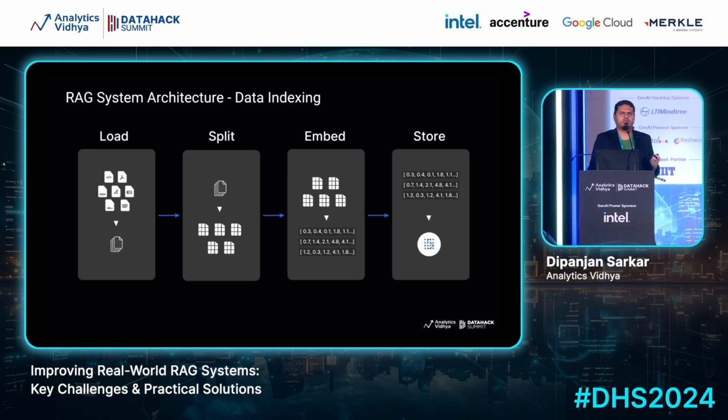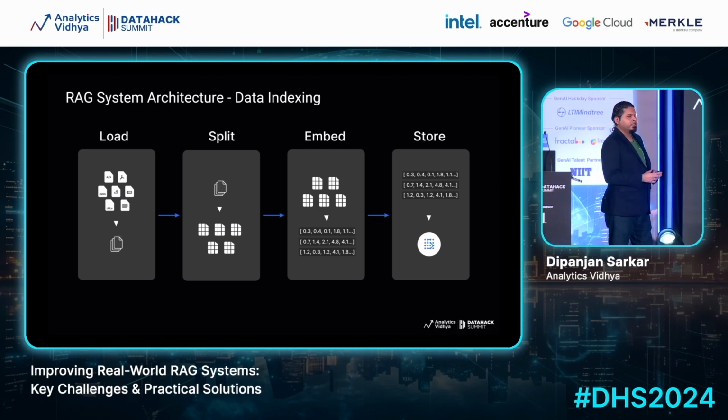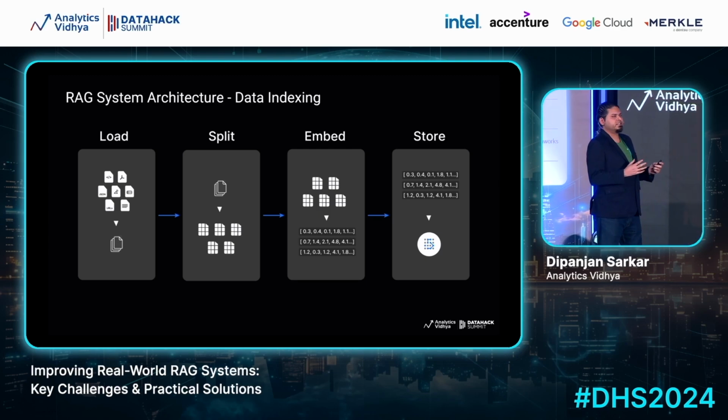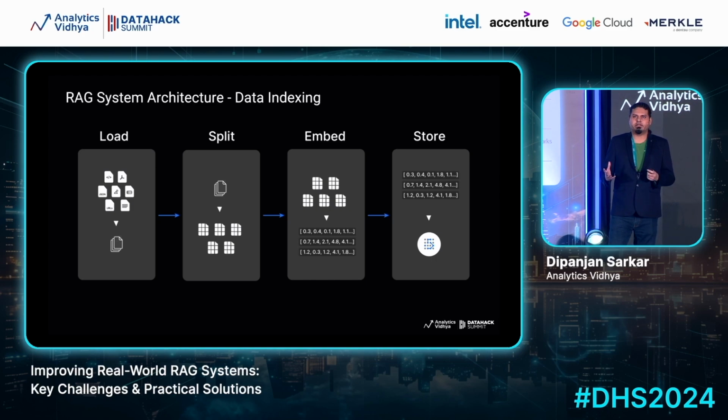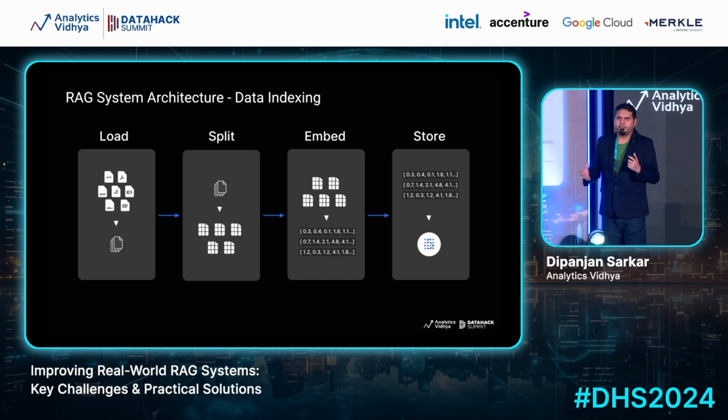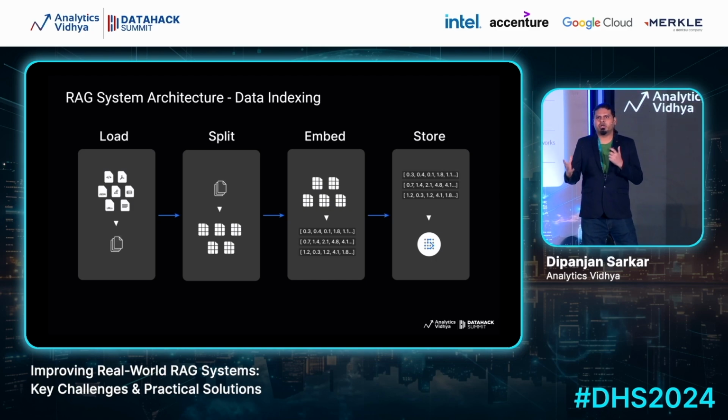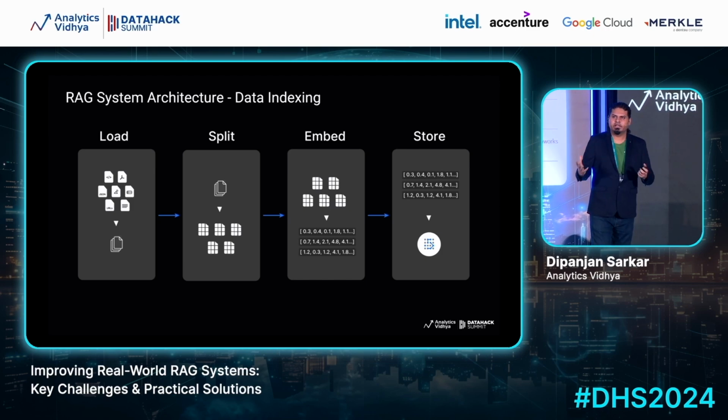Now, what's the workflow of a RAG system? Let's quickly walk through it. There are two major steps. The first step is preparing your data and indexing your data. For that, you need to load up your enterprise data. If you have PDFs, Word documents, and so on, you use relevant data loaders.